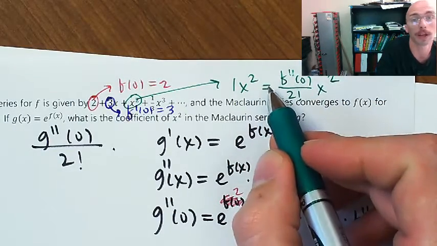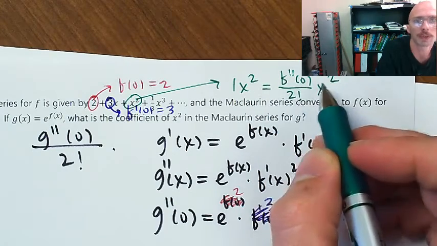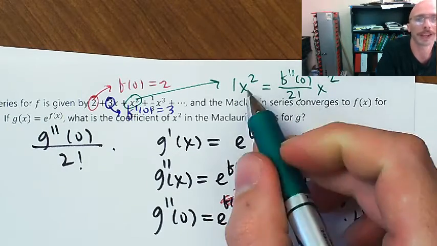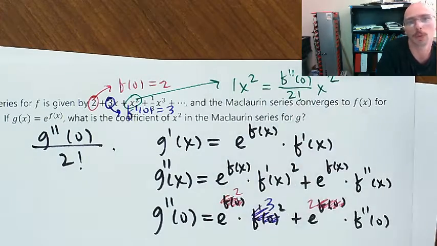This is the type of thing that we're going to do a lot in the next lesson. We haven't really done that much yet. But you could say, okay, cancel off the x's. F double prime is going to be equal to 2.